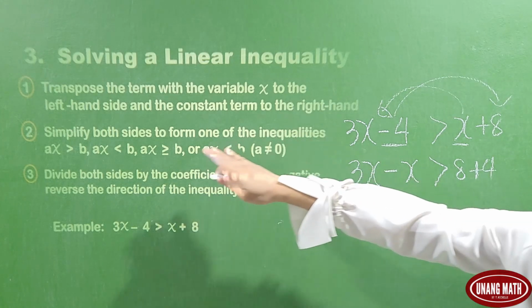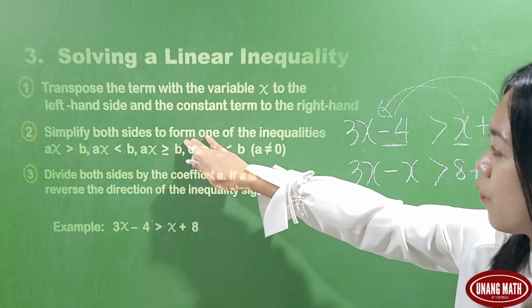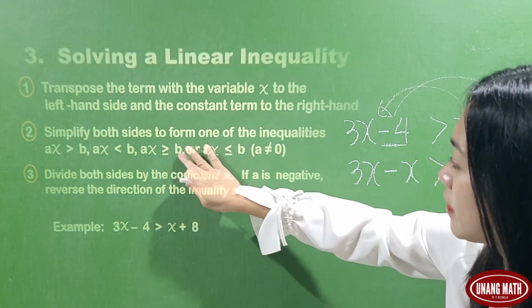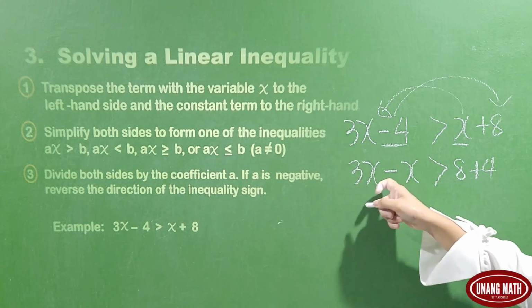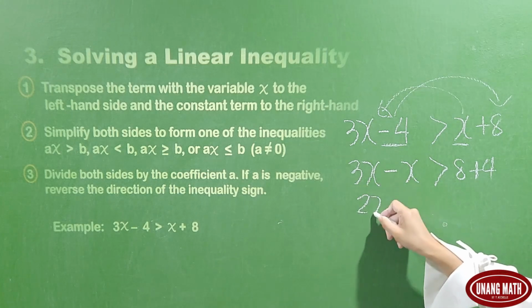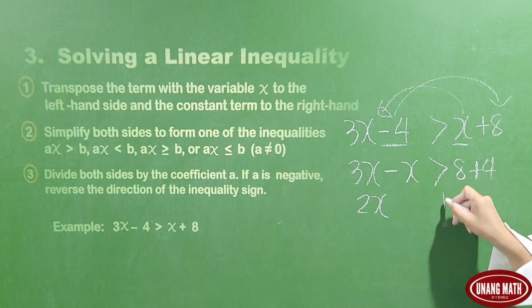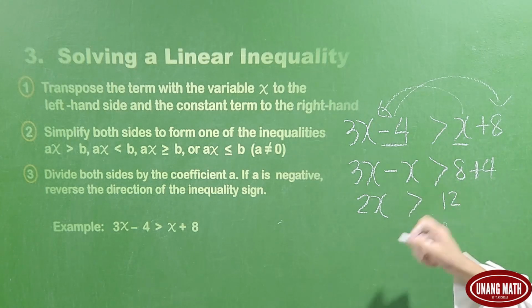Second step, we will simplify both sides to form one of these inequalities. 3x minus x is equal to 2x. 8 plus 4 is 12. Our symbol is greater than. So 2x is greater than 12.